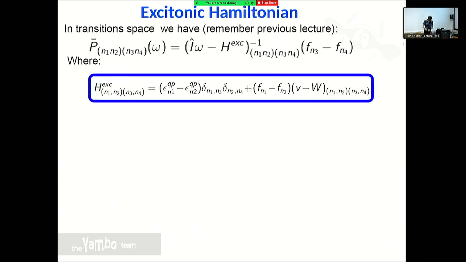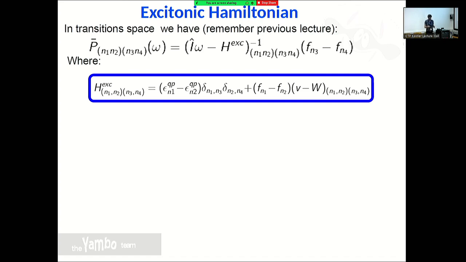Now, it is a 4-point equation, so it is not convenient anymore to solve it in G-space, because otherwise you would move to G-space, you would have 4 G vectors, and it would be too demanding. I mean, you would have a very huge matrix. So it's much more convenient to move to the transition space representation. You still have 4 indexes, N1, N2, N3, and N4, but the advantage is that you just need a few bands to converge. So you can keep the size of the matrix still reasonable.